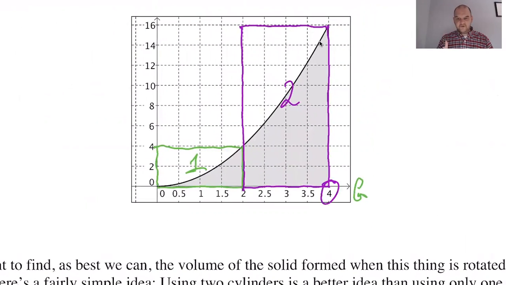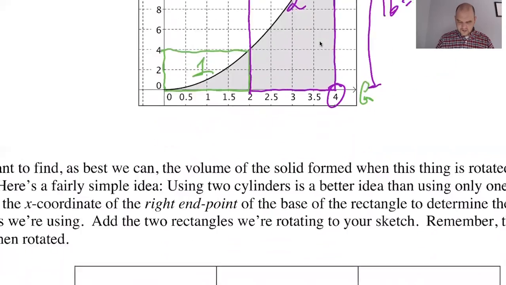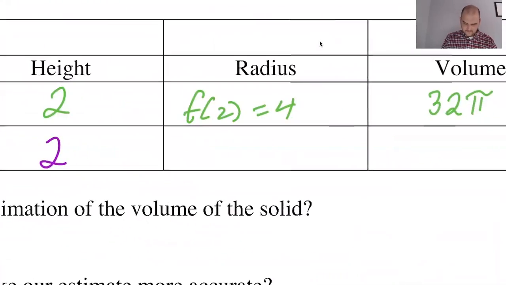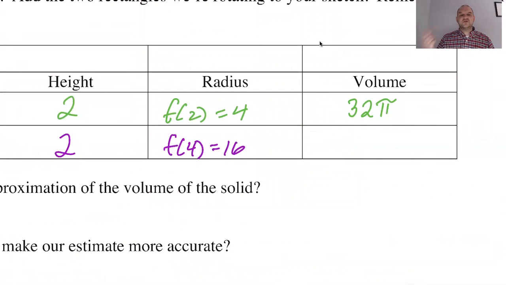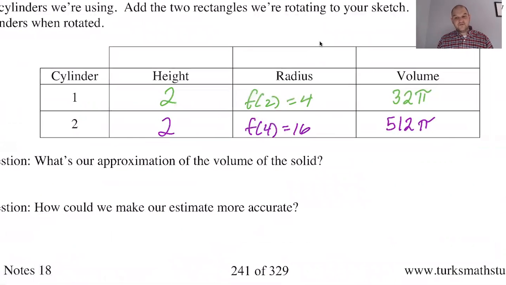So we're going to find f of 4, right? It's 16, but it's really f of 4. And so I'm going to write that here. It's f of 4, which is 16. And so the volume is going to be pi times the radius squared times 2, pi r squared h. So radius squared is 256, so 512 pi. Okay, so what's our approximation of the volume of the solid? Well, it's going to be 32 pi plus 512 pi. So it's going to be 544 pi.